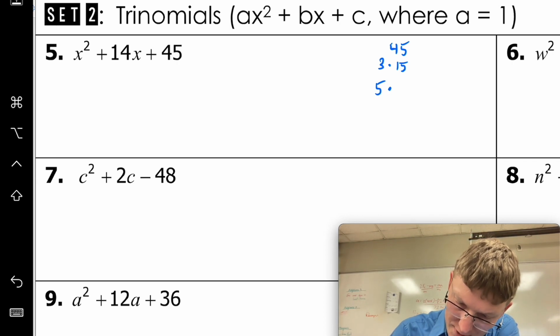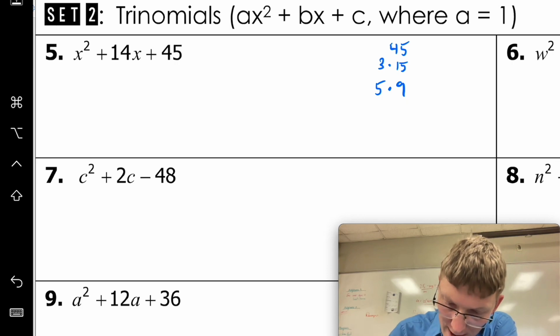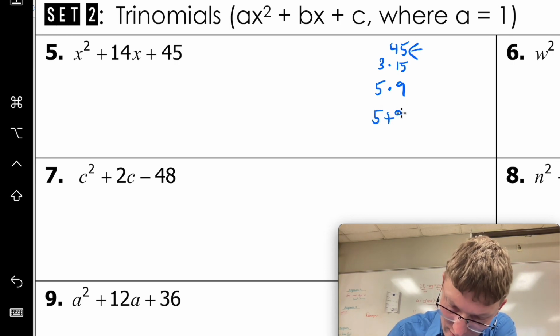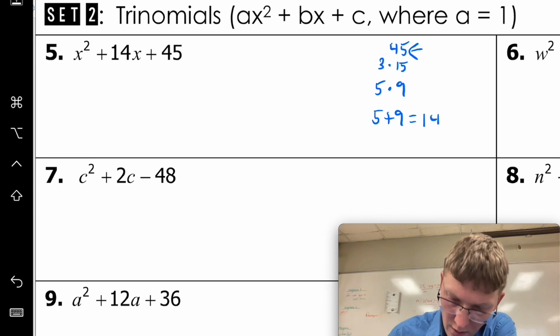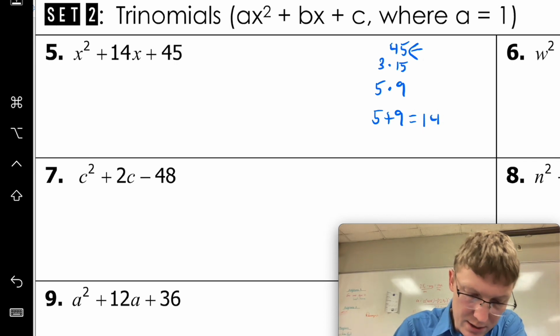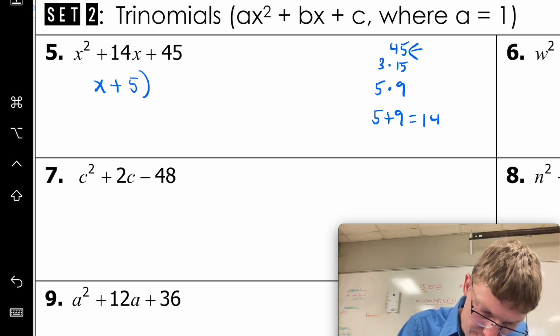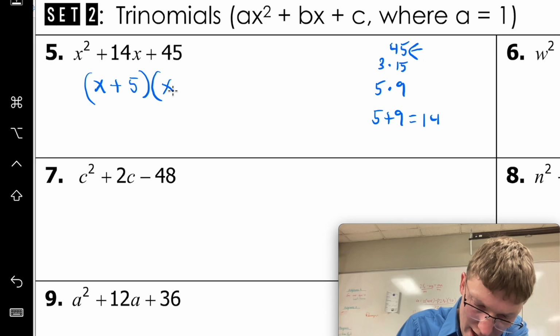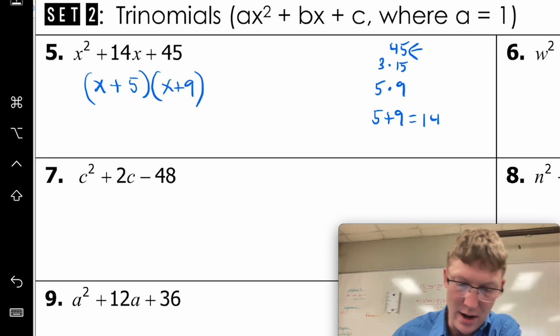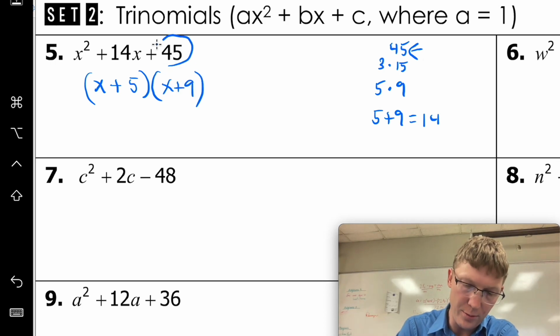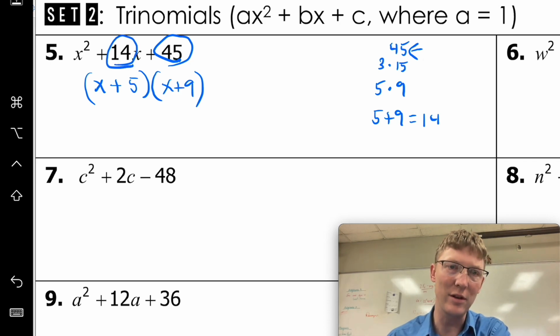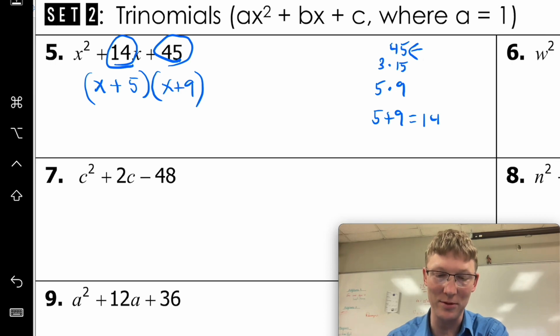We got 5 times 9. So 5 times 9 is the 45. And then if we take 5 plus 9, that's going to give us our 14. So when we factor this, it's going to be x plus 5 and then x plus 9. So again, multiples of this number add or subtract to give this number. Hopefully this is a little familiar. Let's try some more examples.